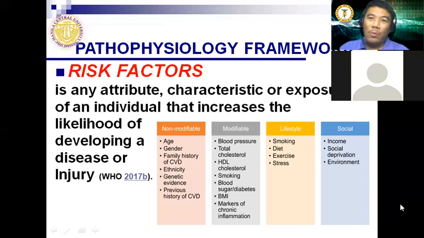Anyone in the class? Why modifiable? Why do we consider blood pressure as a modifiable risk factor? The answer is it's not constant. Okay? Blood pressure may vary depending on the situation.